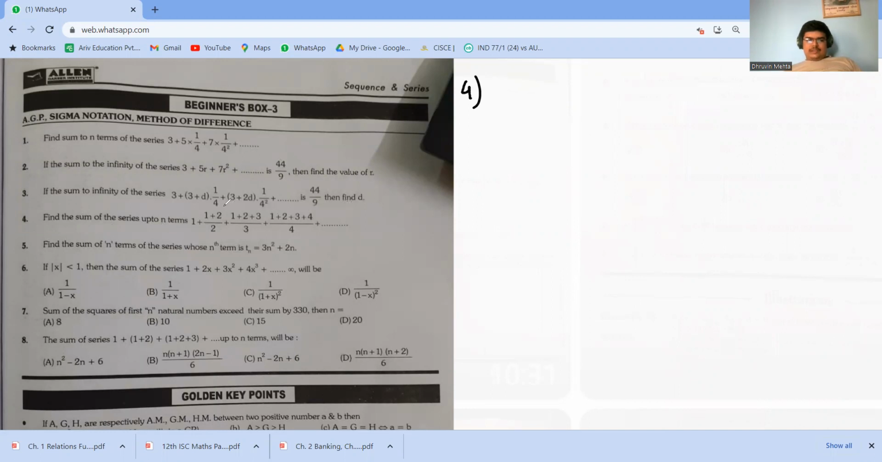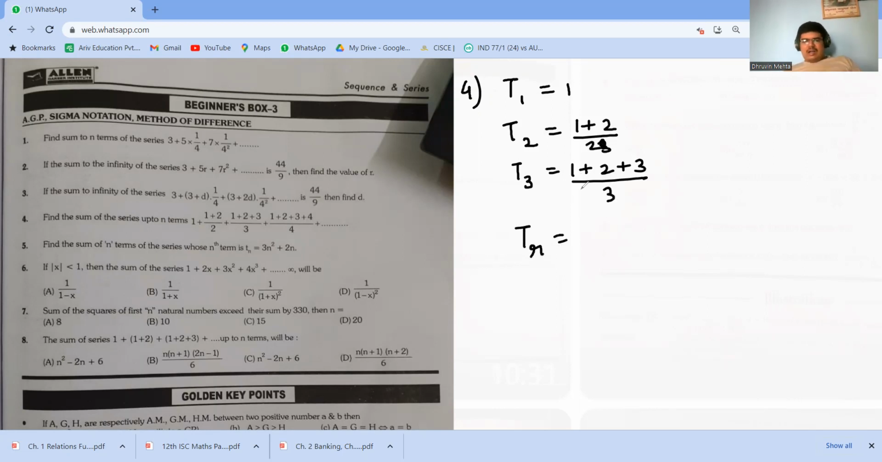See, you have to realize that in this particular sequence, the first term is 1, the second term is 1 plus 2 upon 2, the third term is 1 plus 2 plus 3 upon 3. So can you guess, Pravra, what will be the fourth sum? Sorry, fourth sum. So do you realize the rth term?